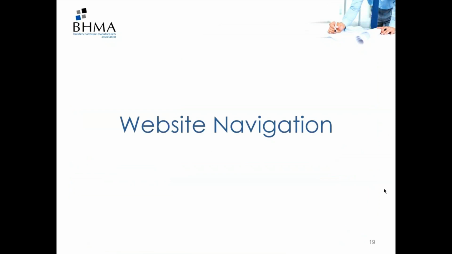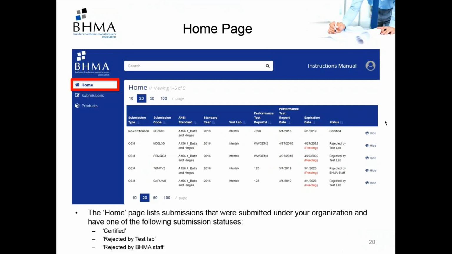So I'm going to talk you through the basic navigation of the website. It's fairly simple, I hope, for everyone. We have essentially a home page. Once you log in through the certification.buildershardware.com login page, it should redirect you to a home page that will basically show you all of the submissions that need your attention in some way. When you first log in, it's probably going to tell you there aren't any submissions to display because you haven't created any at this point. But later on down the road, once you have started using the system, it might look something like this.